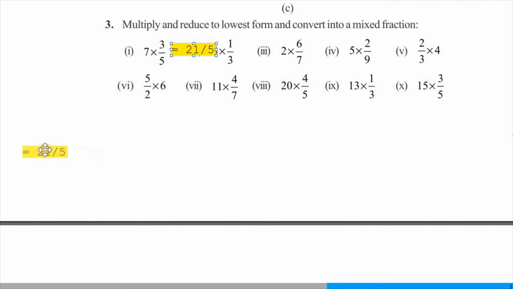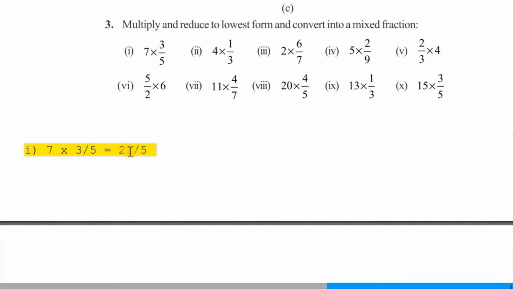Let us try it over here so we have more space. Let me just write the question number 1. The question is 7 into 3 by 5. Now, this is the answer. Is it in its lowest form? How do we find out whether a fraction is in lowest form? You compare the numerator and denominator and check if they have any common factors.